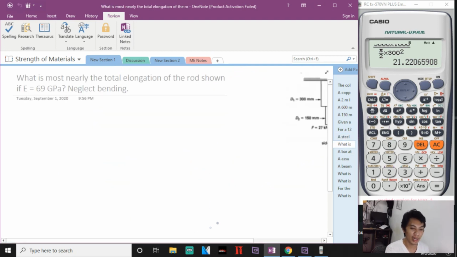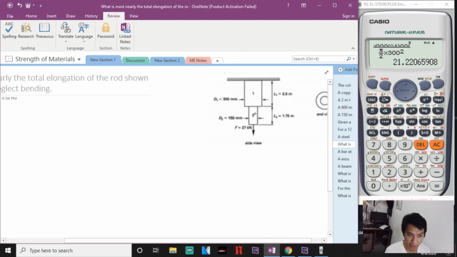And next, ito na. What is most nearly the total elongation of the rod shown? If E is 69 GPa, it is siguro yung rod that is, I think, more or less aluminum. Okay, given parehong material pero magkaiba ng size. Kapag magkakaibang bar, pinagsama-sama, meron tong deformation na separate. Ang elongation nila or the deformation is actually the total ng dalawa. So, meron kang deformation ni 1 plus deformation ni 2. Iisa lang ang loading pero magkaiba ng deformation.